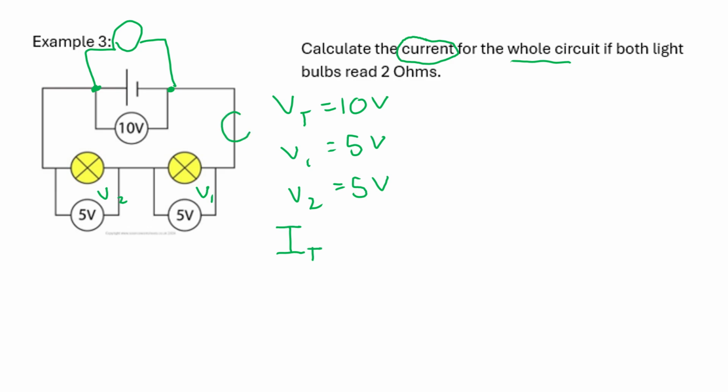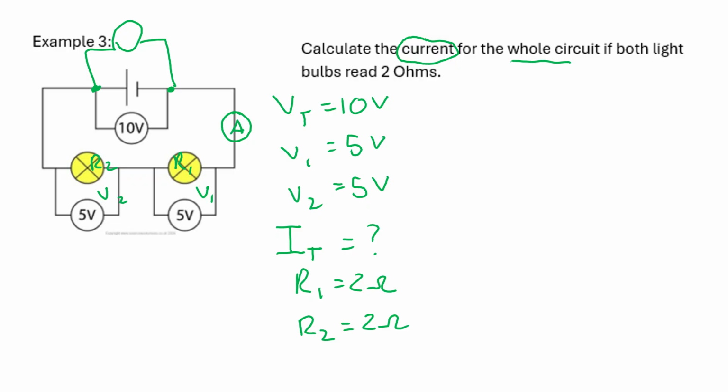So if there was an ammeter here, this is what I would be looking for, okay? So that's what I'm trying to find. If both bulbs have 2 ohms, so that means I'm going to call this one R1 and I'm going to call this one R2. So R1 is 2 ohms and R2 is 2 ohms. They're both 2 ohms, okay? They want me to find I total.